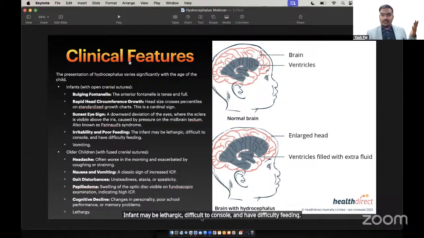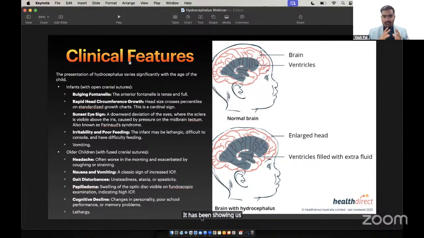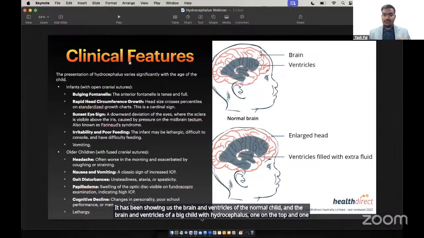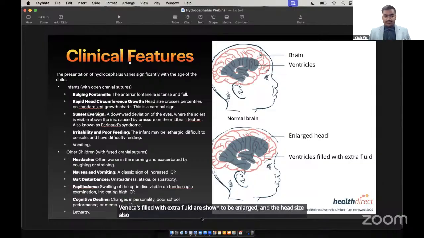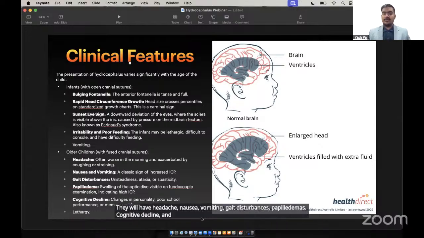Towards this side, as you can see, I have an image ready. It shows the brain and ventricles of a normal child and the brain and ventricles of a child with hydrocephalus, one on the top and one on the bottom, right next to my shoulder. Ventricles filled with extra fluid are enlarged, and the head size also enlarges with it. Older children with fused cranial sutures will have different clinical presentations: headache, nausea, vomiting, gait disturbances, papilledema, cognitive decline, and last but not least, lethargy.